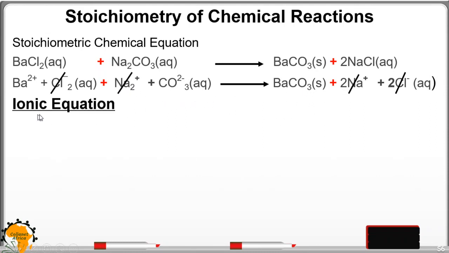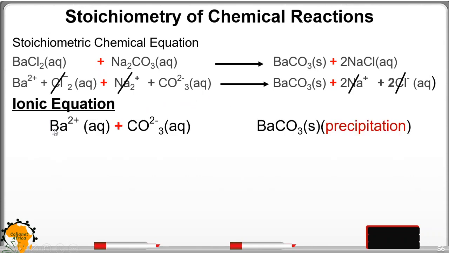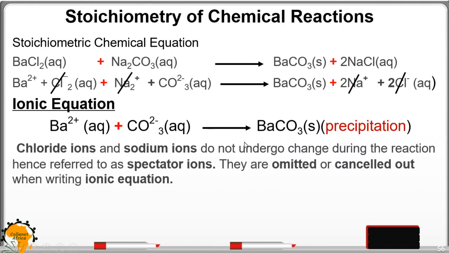So your ionic equation will be barium ions aqueous plus carbonate ions aqueous to form solid barium carbonate, which forms a precipitate. Chloride ions and sodium ions, as I have stated, do not undergo change during the reaction, hence they are referred to as spectator ions. They are omitted or cancelled out when writing the ionic equation.